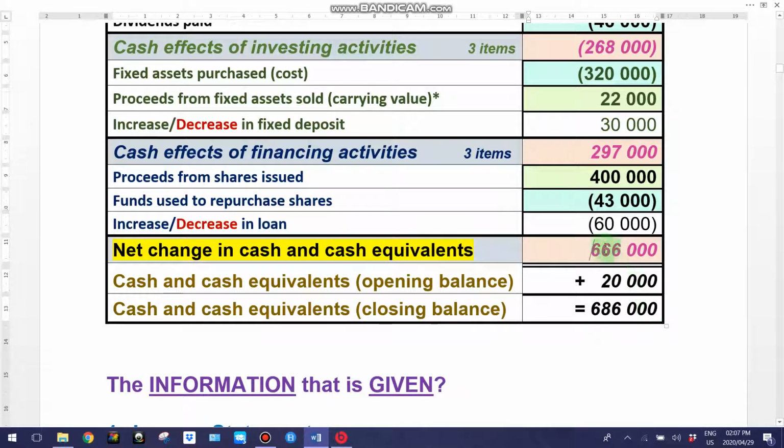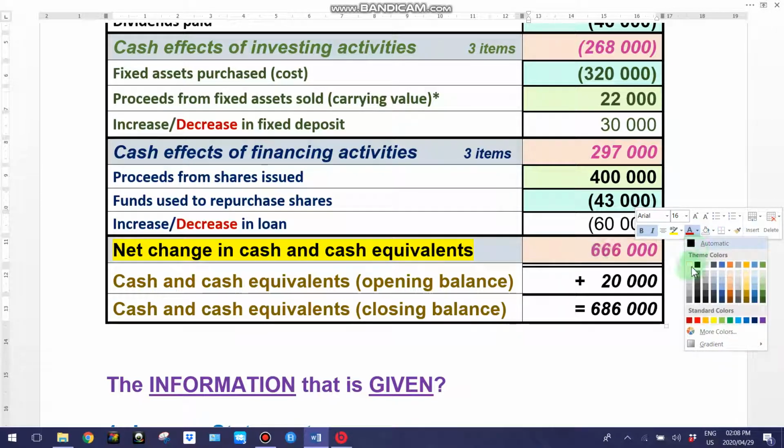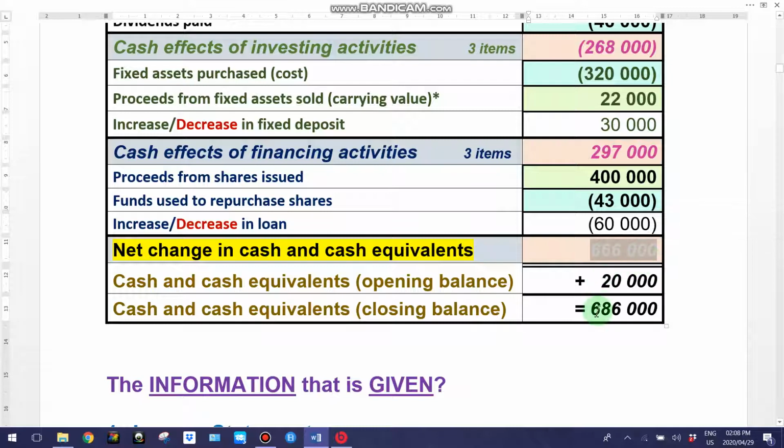Now, in some cases where they don't give you this amount, if that amount is not given to you, then what can you do? You can simply use the bank balance to calculate this amount. You work backwards up this way. Instead of saying plus here, you change the sign when working backwards. You'll say 688 minus 20, and that will give me my 666,000.